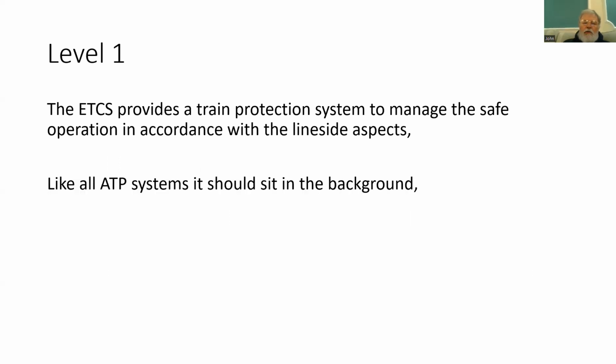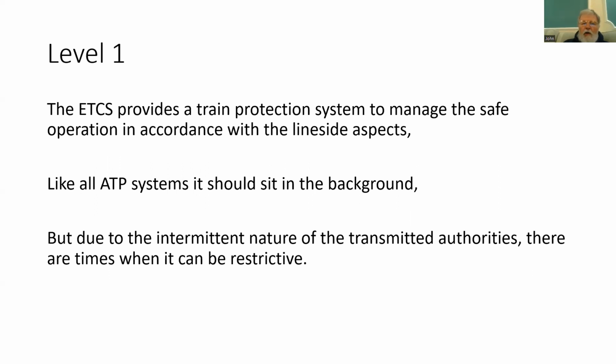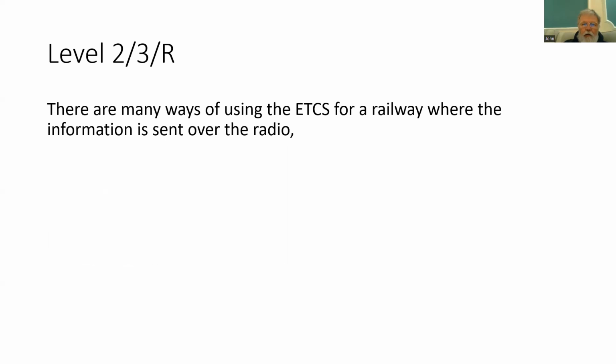So level 1 is all about providing train protection. It manages the safe operation and supervises the driver to make sure they're obeying the lineside aspects. Like most ATP systems, it actually should sit in the background. However, its downside is the intermittent nature of those authorities. They're only transmitted as the train passes over certain locations, and that can be quite restrictive. One of the answers is to move to level 2 or 3 or level R.